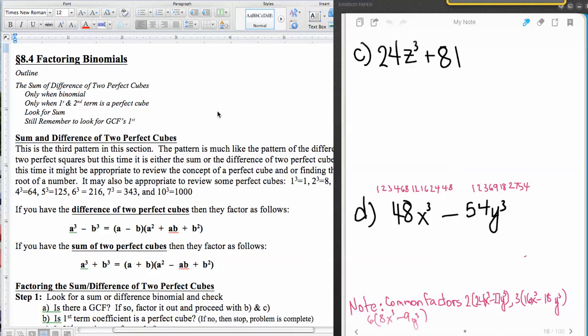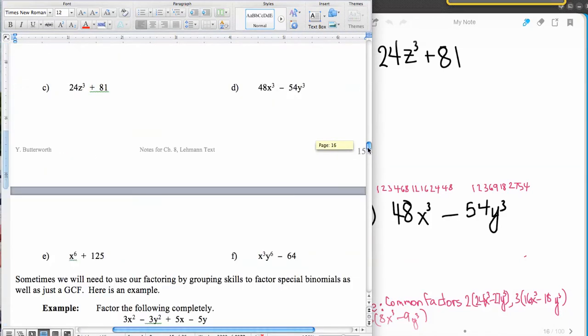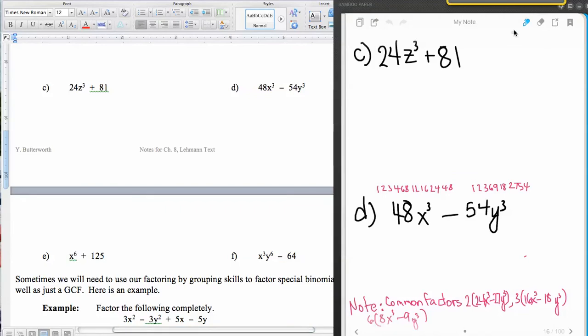All right, continuing 8.4 here, we're going to throw in our sum and difference of perfect cubes with some GCFs. So we have here, you notice that this is a cube, so it's tipping me off that it might be the sum or difference of cubes, but 24 isn't a cube. So let's see if we can take a 3 out of these because they're both divisible by 3.